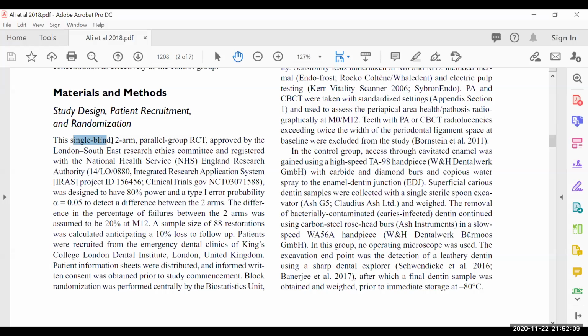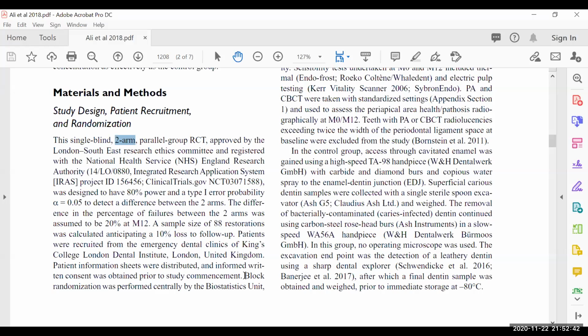So we call it single blind. Two arm, meaning two groups. Parallel group means they are followed for the same period of follow-up. Then research ethical approval, and I will talk about the power calculation later. And we come to the randomization. Patient information sheets were distributed and informed written consent was obtained prior to study commencement.